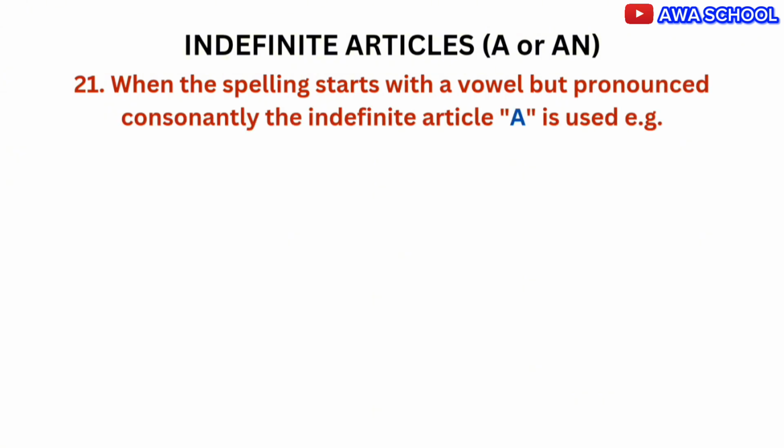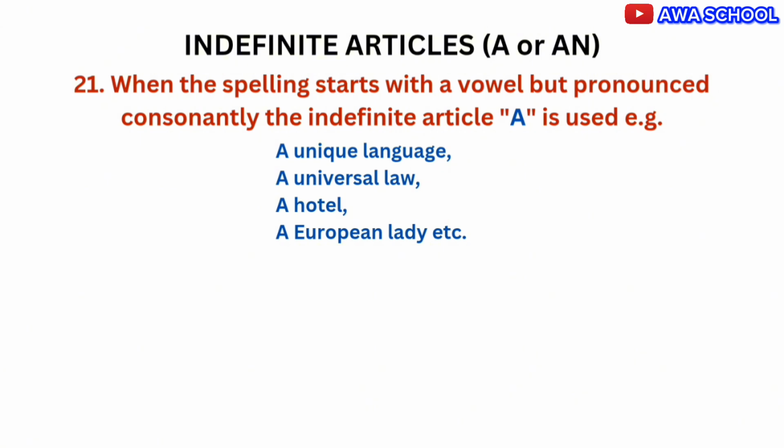Just like above, if the letters starting the words are any of the vowel letters A, E, I, O, U, but their pronunciations are consonantal, you must use the article A. Do you get that? For better understanding, let's take some examples. Example 1. A unique language, a universal law, a hotel, a European lady. The start of these pronunciations are consonantal, reason why we are using A. Do you understand? Alright.